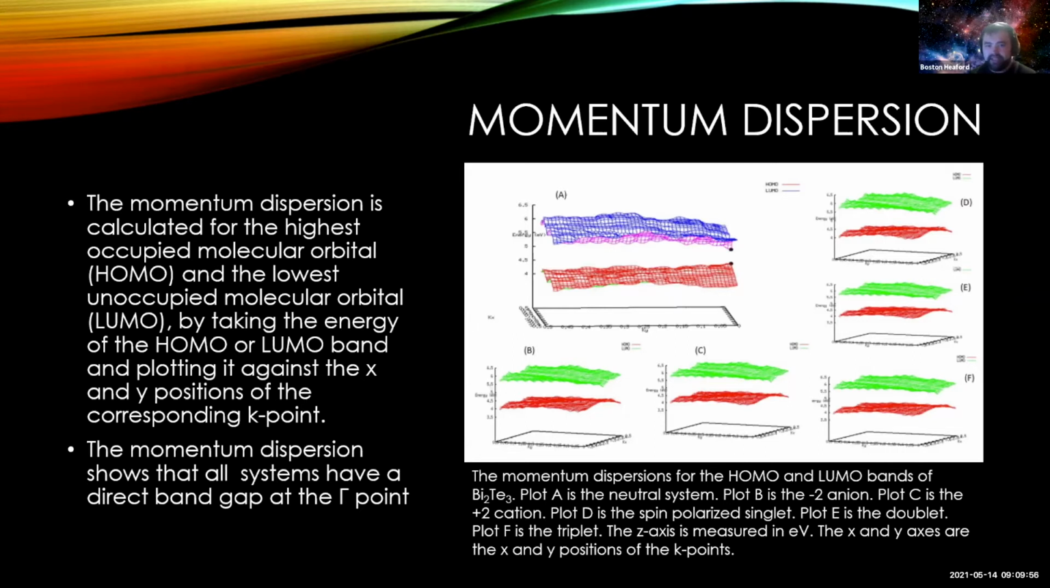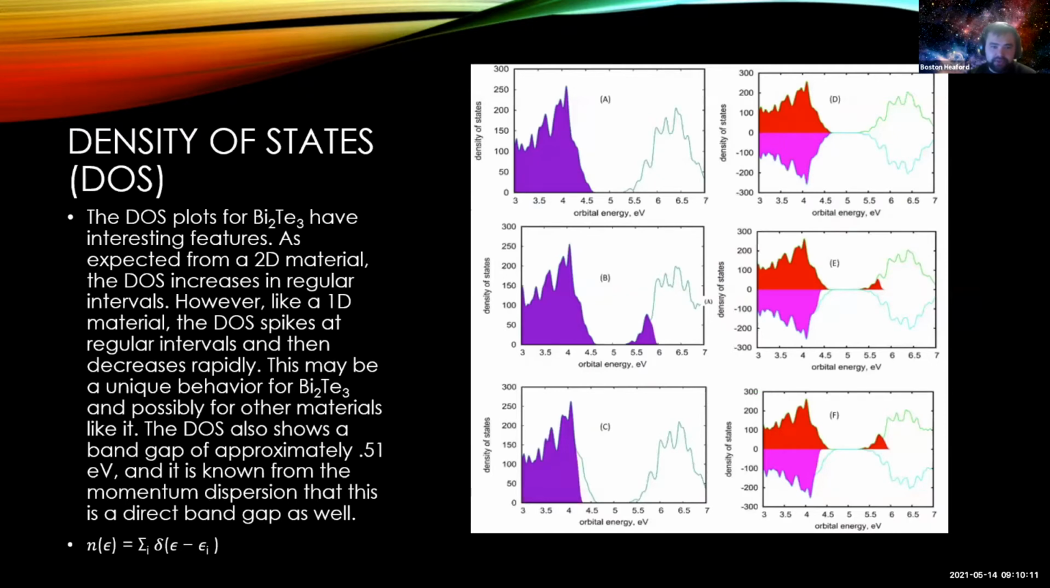And between the anions, cations, singlet, doublet, and triplet, the structure doesn't really change much. The bands just kind of move up or down a little bit depending on the system, but the overall structure remains consistent. The density of state plots here as well show you the anion, cation, +2 anion and -2 cation. Excuse me, backwards. And then just singlet, doublet, and triplet for the neutral system. And the density of state shows that the band gap is approximately 0.51 electron volts, and we know it's a direct band gap as well from the momentum dispersion previously.